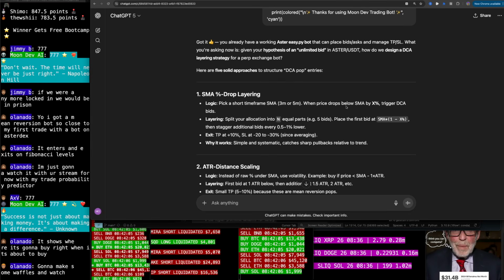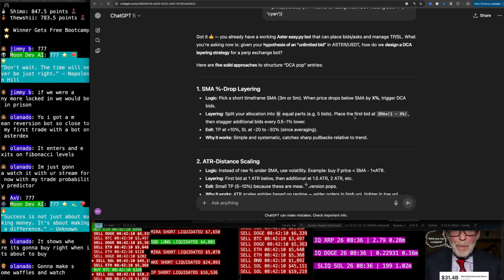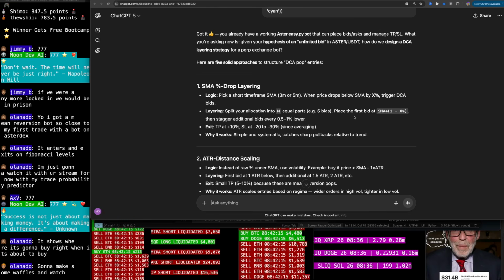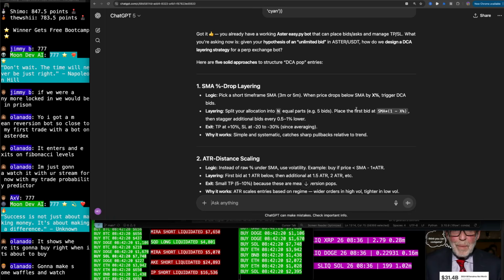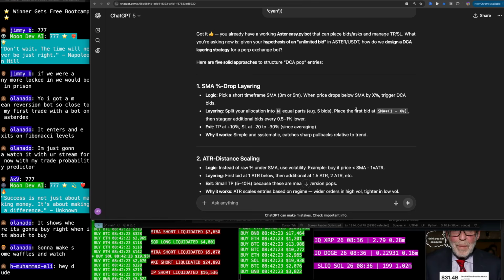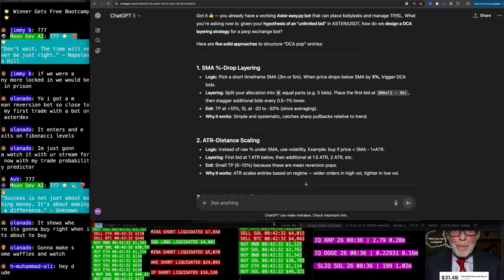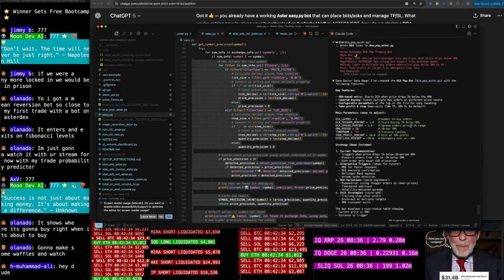Got it. You have a working Aster easy.py bot that can place bids, take profit, stop loss. What you're asking now, given the hypothesis of an unlimited bid in Aster USDT, is how do we design a DCA layering strategy for a perp exchange bot? Yes, pretty much. Here are 5 solid approaches for DCA pop. Okay, it looks like she's done, by the way.